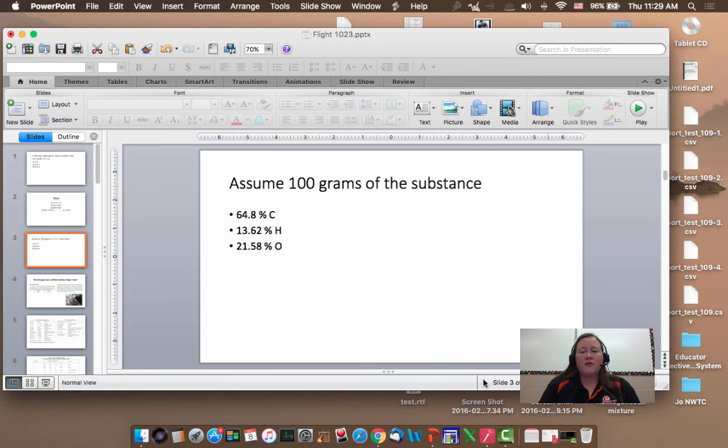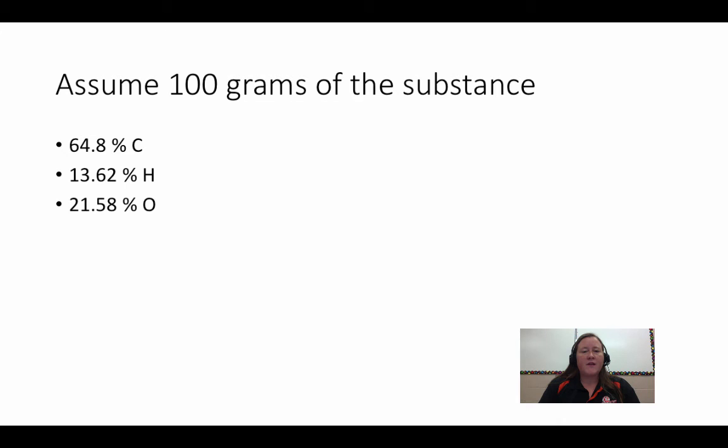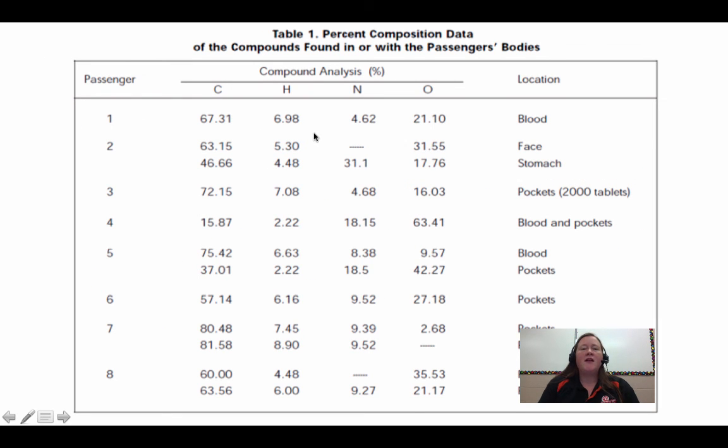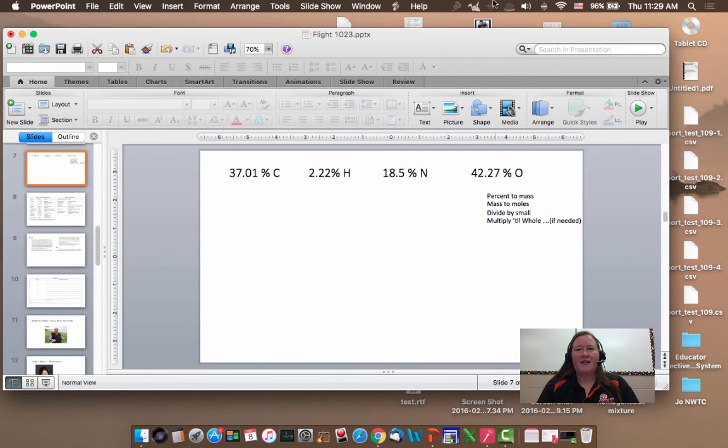What you have to do is, again, use the method from the poem for each one of the passengers. If you're sitting at a table or working with someone, I suggest you start with passenger 1 and someone else starts with passenger 8. If the passenger has 2 substances, it's 2 separate calculations that you have to do. And then try to work as a team to figure out what is in each of these passengers in their blood or in their pockets. So good luck. Have fun. And that is that.